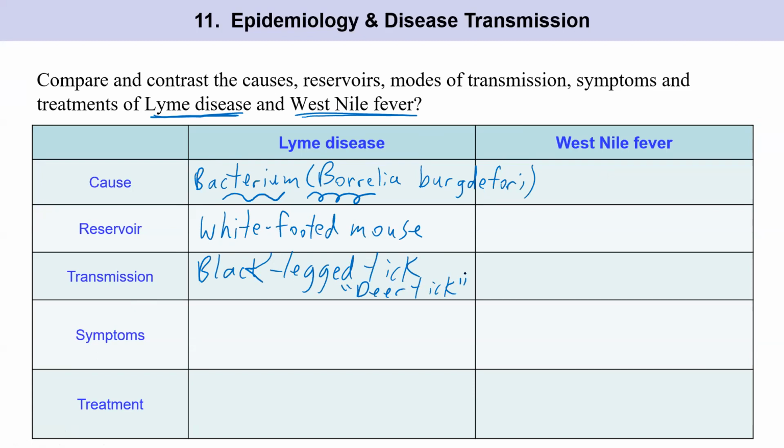There's actually two species. There's the western black-legged tick, which lives west of the Rockies. Not too important to distinguish between the two of those. Scientific name, also not so important. Just know that it's a tick.